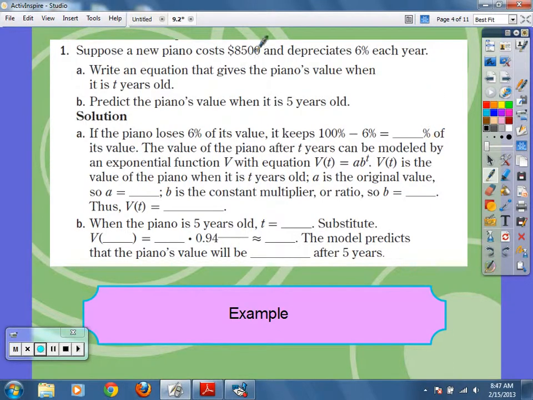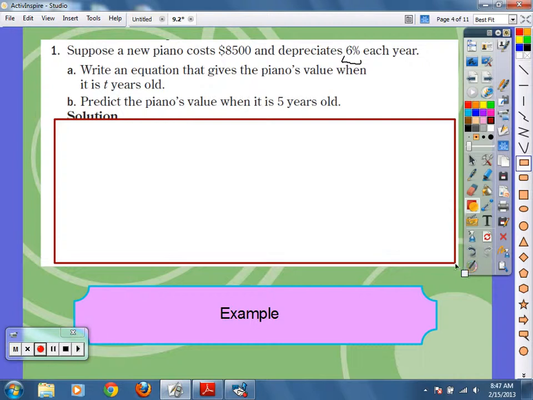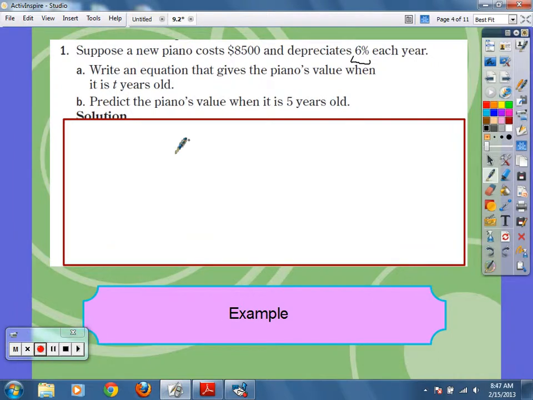Let's talk about decay of this new piano. A new piano costs $8,500 and it depreciates 6% each year. Write an equation that gives the piano's value when it is T years old. Okay, so that formula that we were dealing with for exponential growth is the exact same. It's going to be y equals a times b to the x. A is going to be our initial condition. B is going to be that growth factor. Okay, so we're going to have y equals, that initial condition is $8,500.